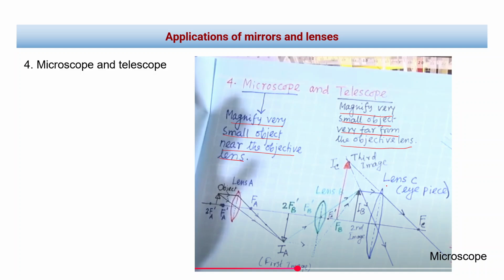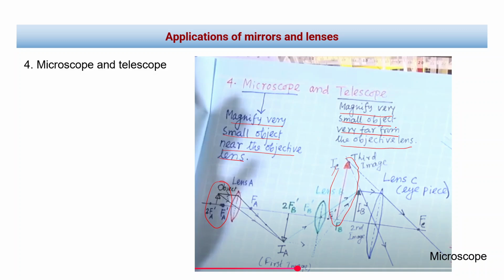Now we are keeping one more convex lens for which this is an object, and depending on the distance we get a virtual erect image here. So you can see this was our initial object, and using the combination of these three convex lenses we are able to get this third image which is erect and magnified many fold. So this is a simple microscope lens combination.